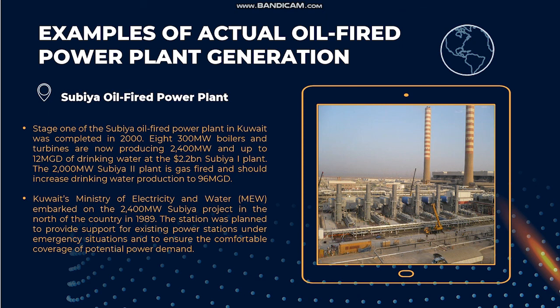So eight 300 megawatt boilers and turbines are now producing 2,400 megawatts and up to 12 million gallons per day of drinking water at the $2.2 billion Subia 1 plant. The 2,000 megawatt Subia 2 plant is gas-fired and should increase drinking water production to 96 million gallons per day.